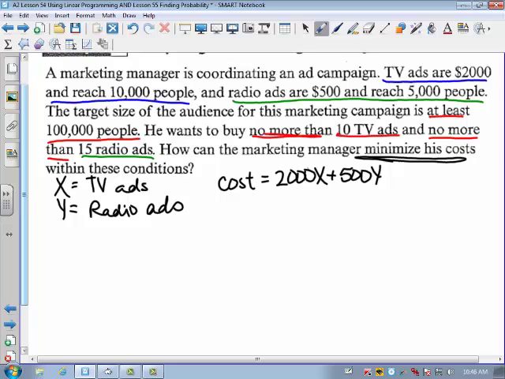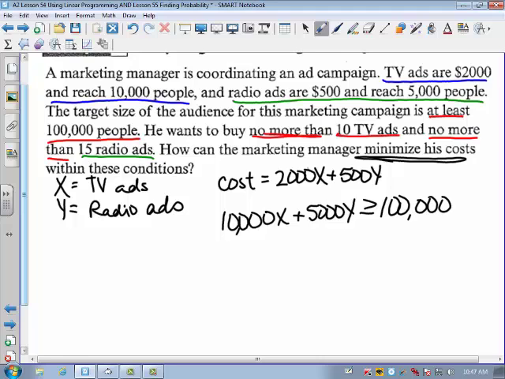All right, other things that we know. We know that with the TV ads, he reaches 10,000 people. With the radio ads, he reaches 5,000 people, and he wants to reach at least 100,000 people. So I can write an inequality based on that information too, right? For TV ads, how many people does he reach? 10,000. So I'm going to say we have 10,000 people reached with TV ads, plus how many people with those radio ads? 5,000. And he wants to reach at least. What does at least mean? It can't be less than. So it has to be greater than or equal to 100,000.